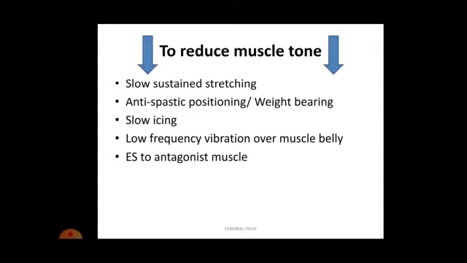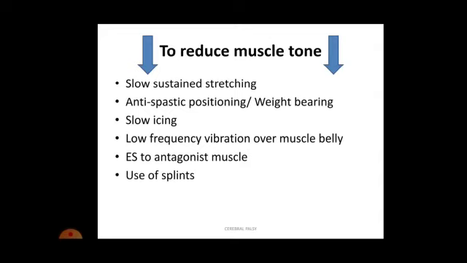Clear? Like if my bicep is spastic, so I give electrical stimulation to bicep. So after the contraction of bicep with electrical stimulation, it will get relaxed by autogenic inhibition. Okay, so that will also reduce the spasticity.